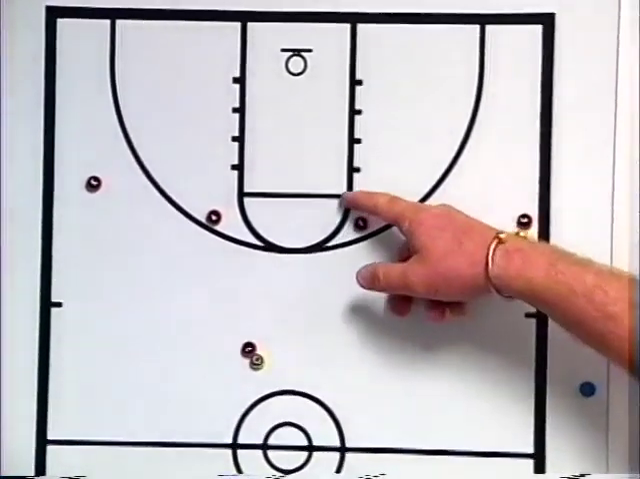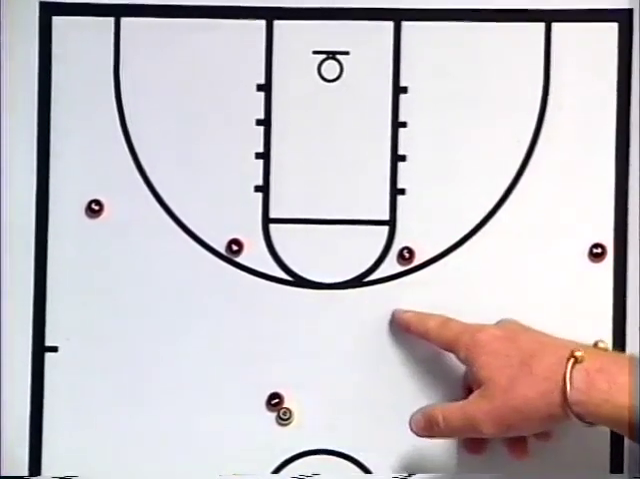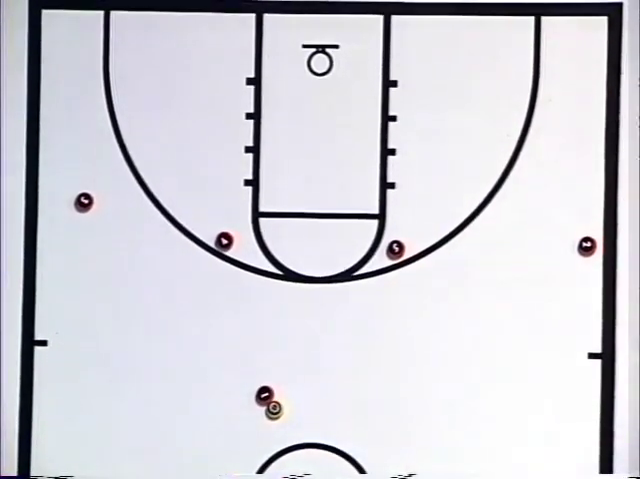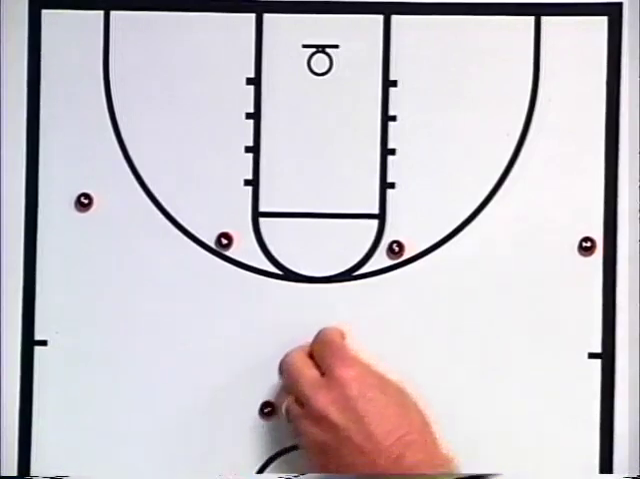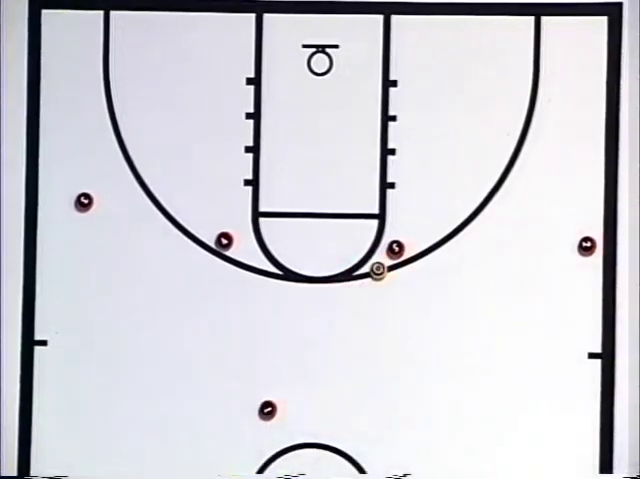We do not want it at the free throw line extended. We don't want it outside the three-point line. We want it right inside the three-point line. The pass is made from point to the post.